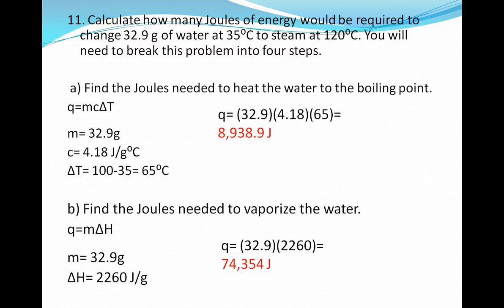Part B says find the joules needed to vaporize the water. So this is a phase change, so you use Q equals M delta H. You're given your M, and you know your delta H because it's vaporization, which is 2,260. You plug that into your equation, and you get 74,354 joules of energy.